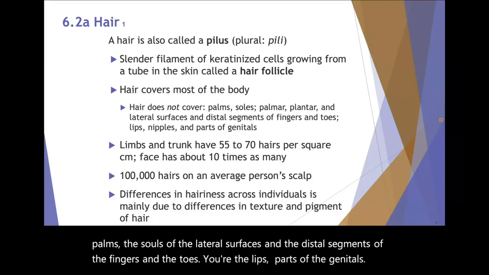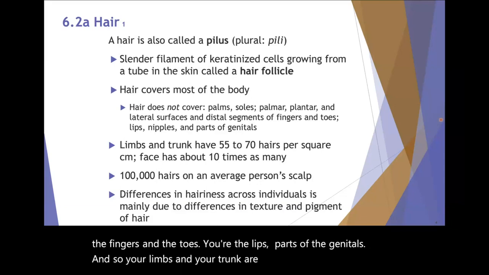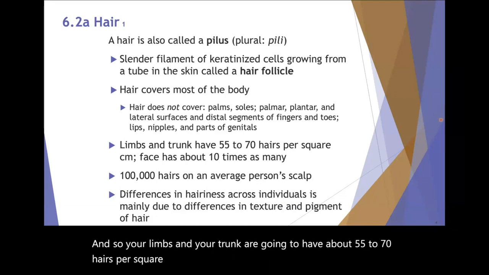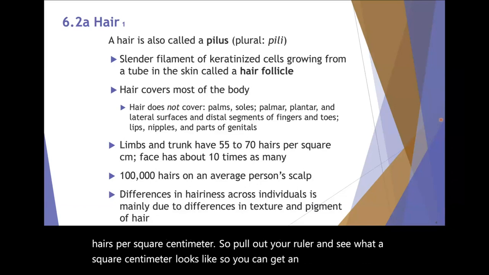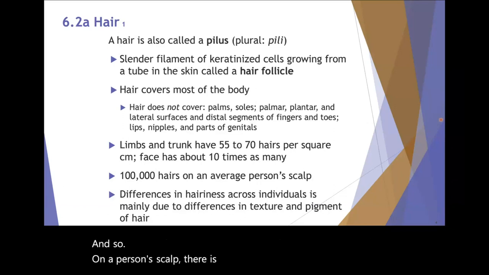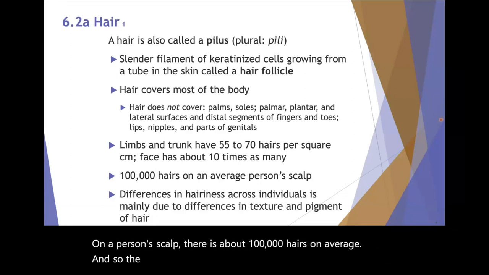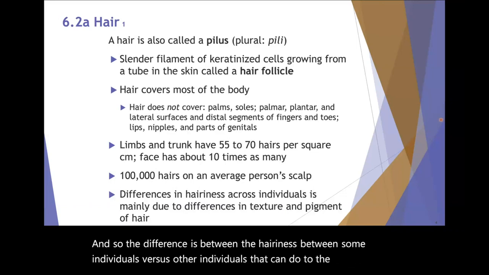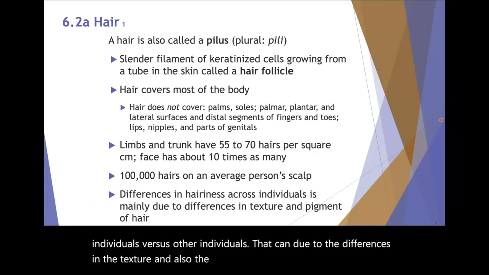And so your limbs and your trunk are going to have about 55 to 70 hairs per square centimeter. So pull out your ruler and see what a square centimeter looks like so you can get an idea what that looks like. So your face is going to have about 10 times as many of that. And so on a person's scalp, there's about 100,000 hairs on average. And so the differences in hairiness between some individuals versus other individuals can be due to the differences in the texture and also the pigment of the hairs.